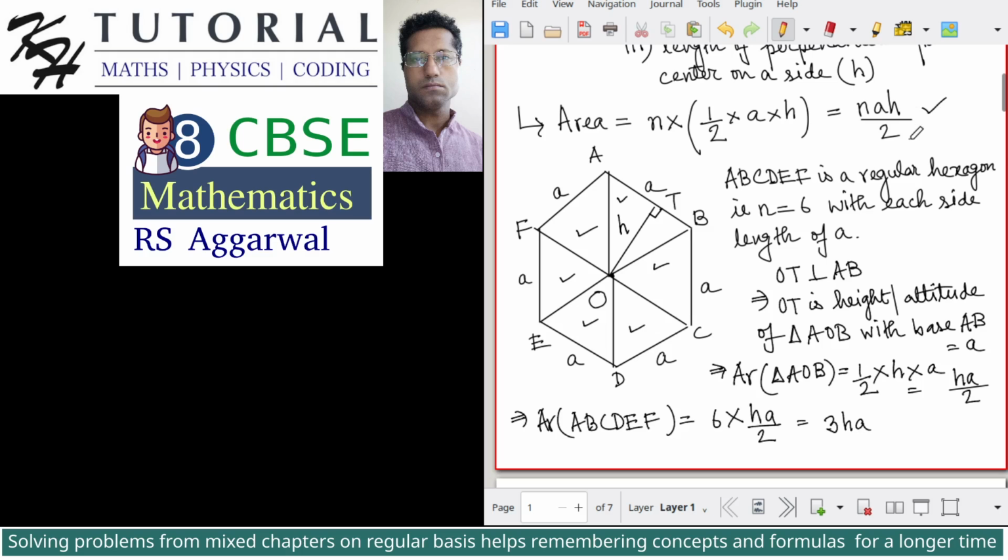HA by 2 is the area of each triangle that is formed with one side as the base and the center. And since there are n such triangles in a regular polygon of n sides, the total area of the polygon will be n into AH by 2, which is nAH by 2. So in this way you can find the area of a regular polygon if you know the length of each side of the polygon, and also the length of the perpendicular drawn from the center of the polygon to one side. So this was method 1.